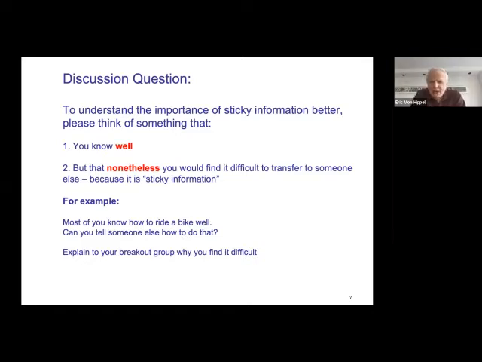So let's try this for 10 minutes, Jane. Think of something you know well, and think about whether you could really transfer the information, and think about the difference. What makes it hard and what makes it easy? Some things will be easy, like that electric motor. Yeah, I can tell you about that. Other things will be hard. Okay, so let's try it.